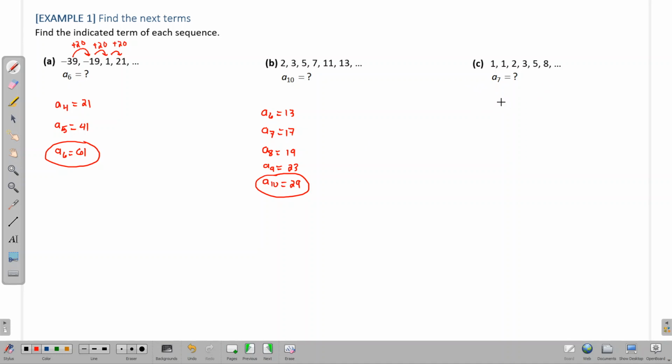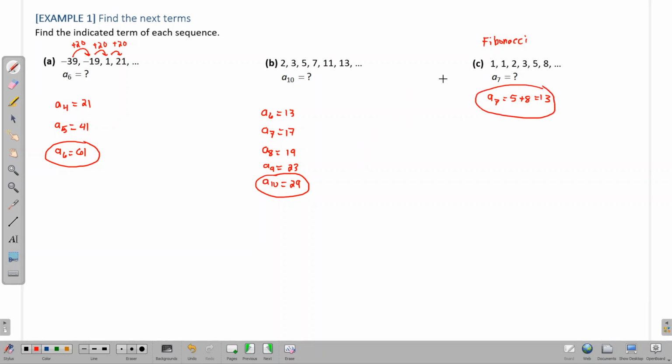Okay, so then the last one, this is a famous sequence. This is called the Fibonacci sequence. And the way it is generated is you take the two previous numbers and add them together to get the next one. So 1 plus 1 gives you 2, 1 plus 2 gives you 3, 2 plus 3 gives you 5, and 3 plus 5 gives you 8. We want the next one, so the next one should be found by taking the 5 and adding the 8, which gives you 13.